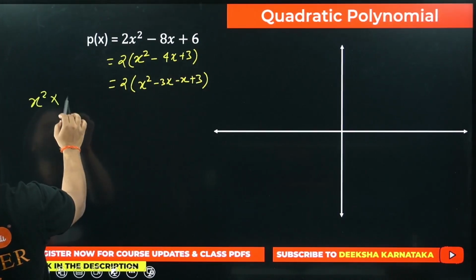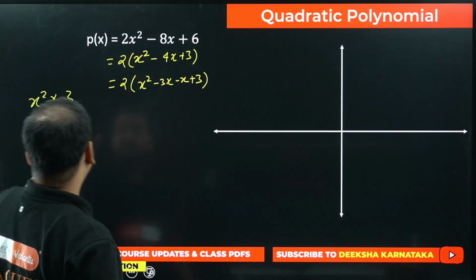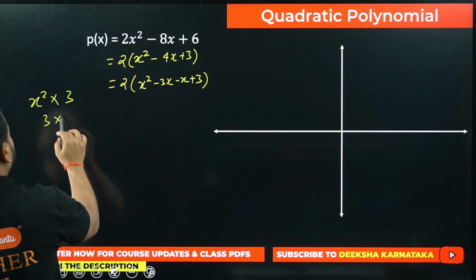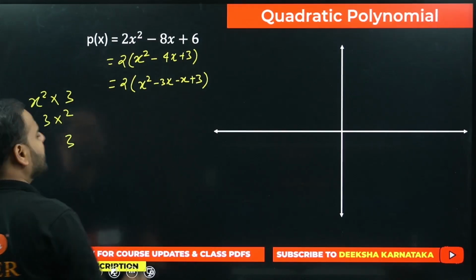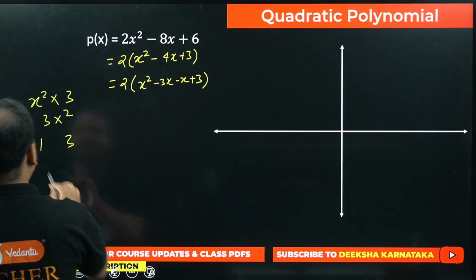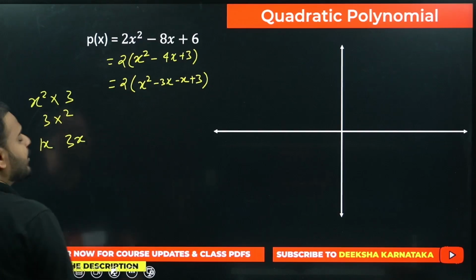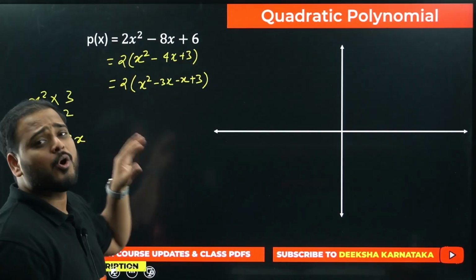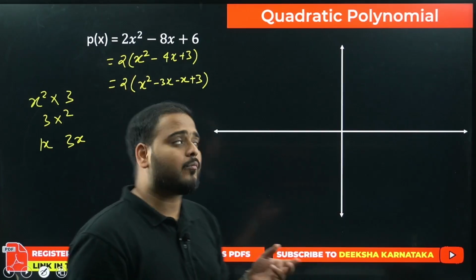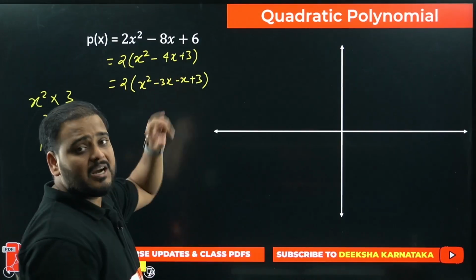So x square times 3 with their signs. What are you gonna get? 3x square. What are the factors of 3 possible? So only 1 and 3. Now write x and x next to each other, and then take what signs, whether adding or subtracting. What can we do to 1x and 3x to get minus 4x? That's the middle term we have to get, right?